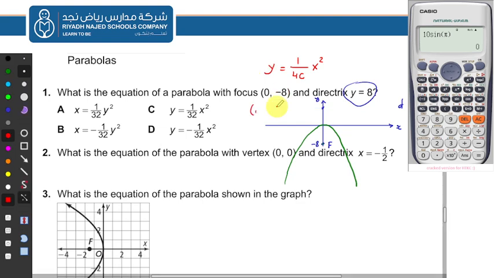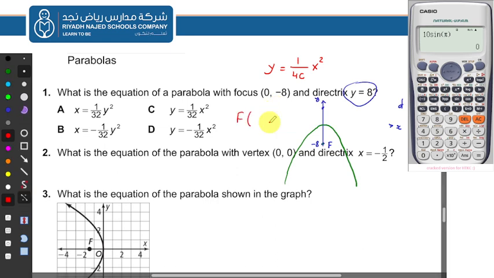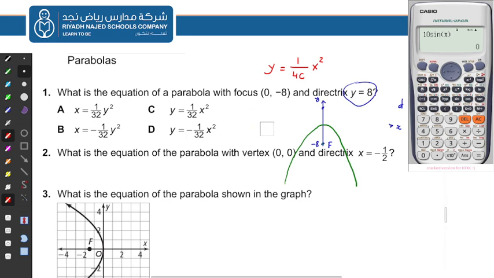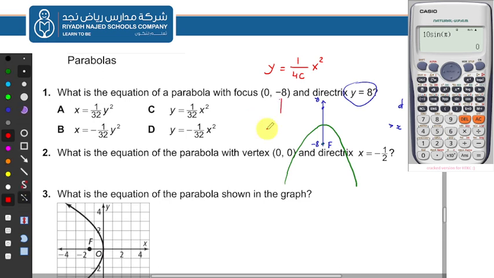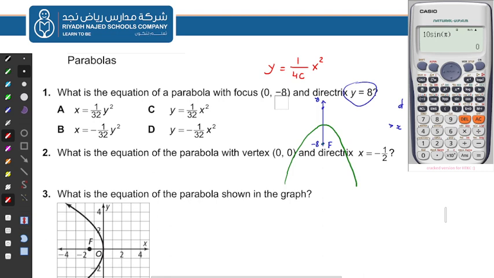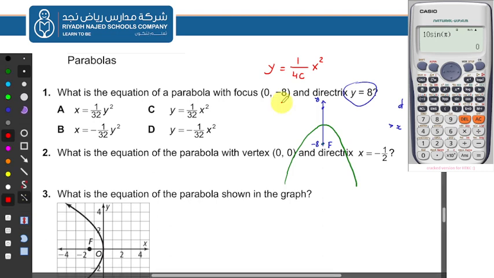If the focus is (0, 5), then c is 5. If the focus is, for example, (5, 0), again c is 5. If the focus is (-2, 0), then c is -2. Okay, so you get c from the focus, if you are given the focus, of course. So here, the value of c is negative 8. This is c.